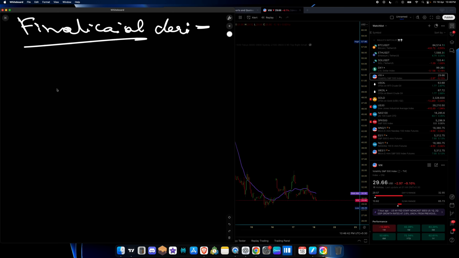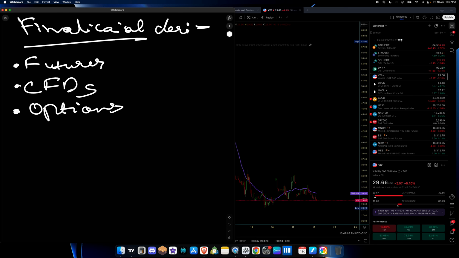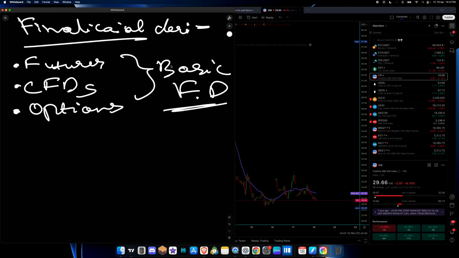To a retail trader there are basically three types of financial derivatives that are known. One is futures, second is CFDs, third is options. These are the three basic financial derivatives, and FD doesn't stand for fixed deposit here, it stands for financial derivatives.